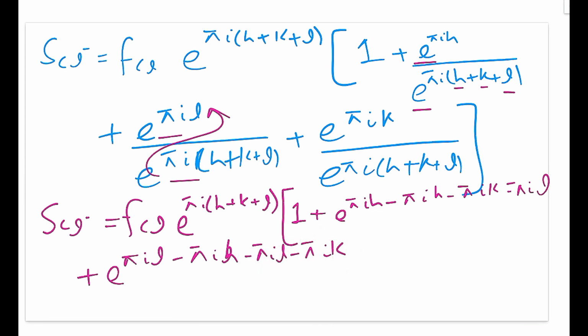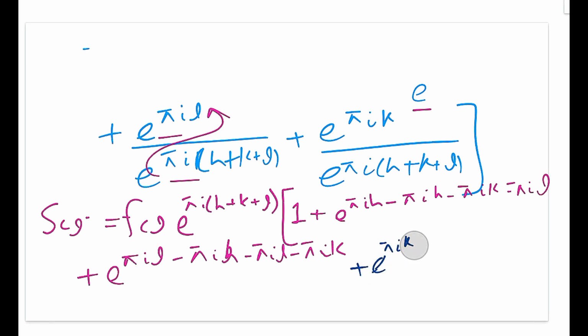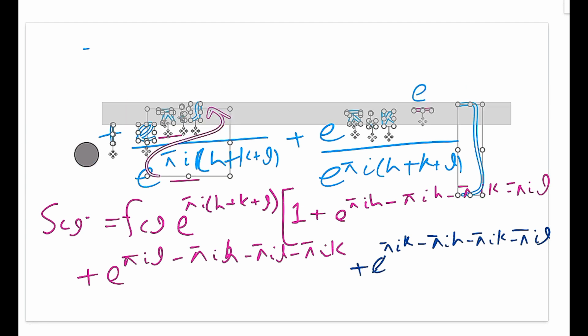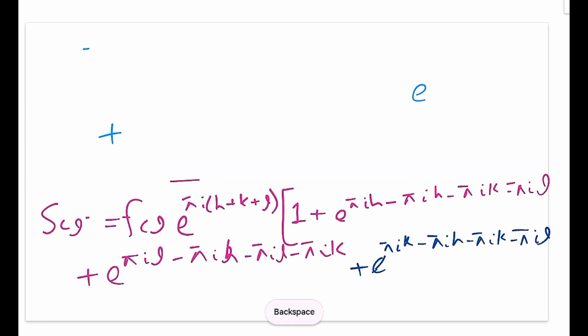Okay, we can understand. The last quantity here, let's write it down, which is e to the power pi iota k minus pi iota h minus pi iota k minus pi iota l. All right, this is the situation so far. Let's simplify further and see what we are left with.